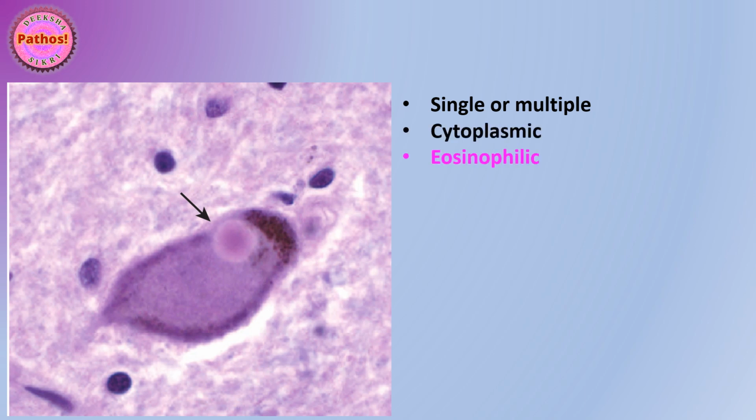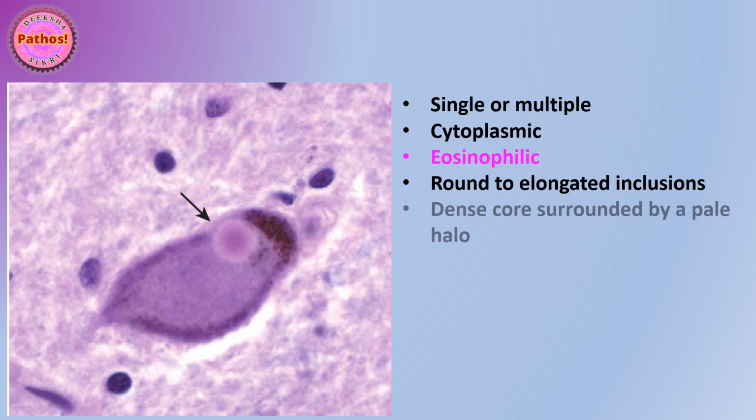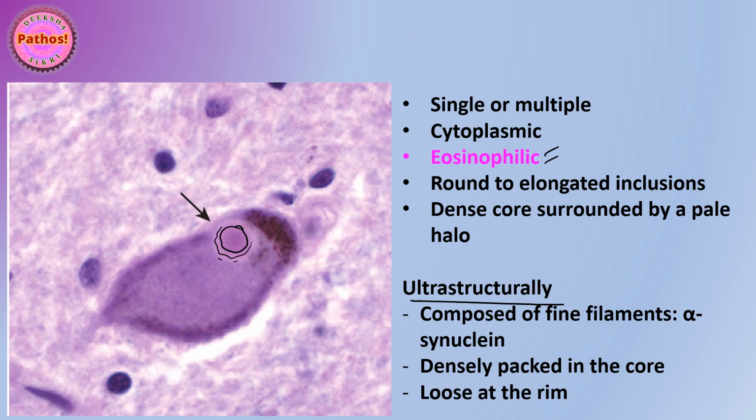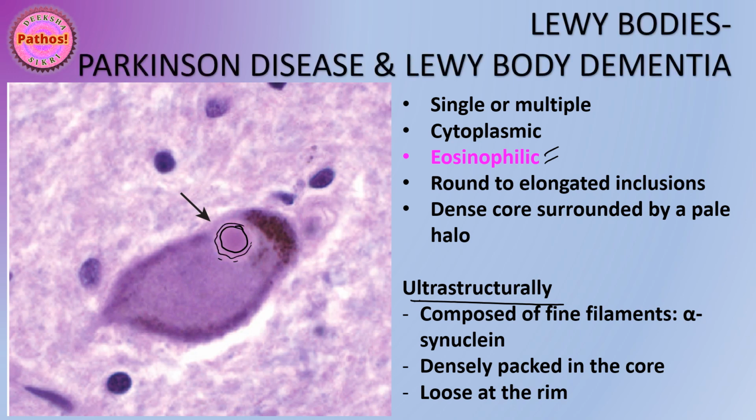Next, again, you can make out a cell here with a very classical single or sometimes even multiple, again cytoplasmic, again eosinophilic, again round to elongated. But I hope you can make out that there is a dense core and then there is a bit of a halo. So if I were to look at it on ultrastructure or electron microscopy, I would see alpha-synuclein filaments. So this is a proteinaceous inclusion, which is why it's eosinophilic, and it's densely packed in the core, which is why you get like a dense core, and it becomes loose at the rim, which is why you get a bit of a pale halo. These are called Lewy bodies, which are very characteristically seen in Parkinson's disease and Lewy body dementia.